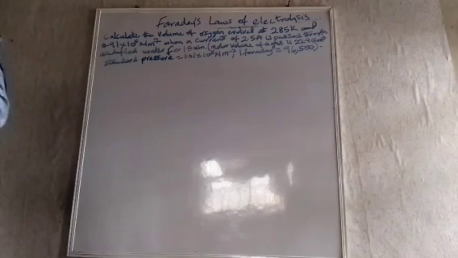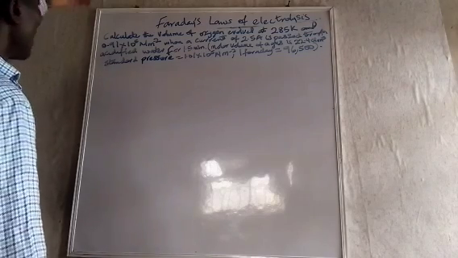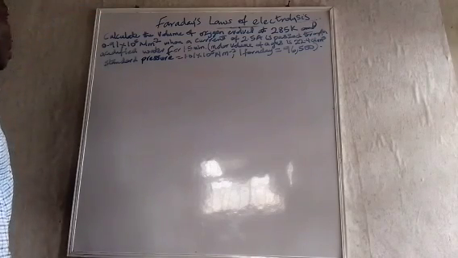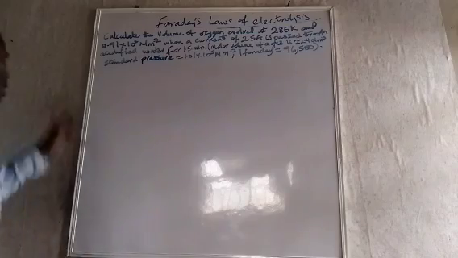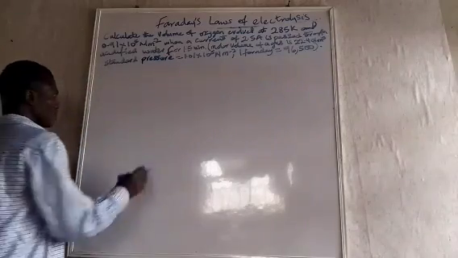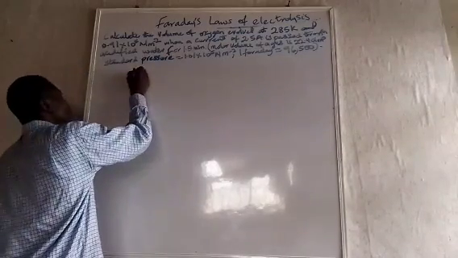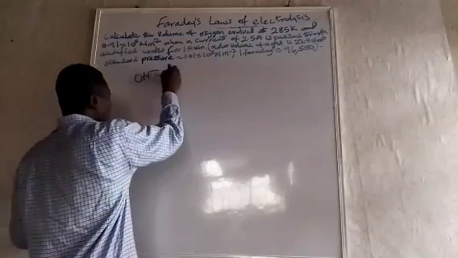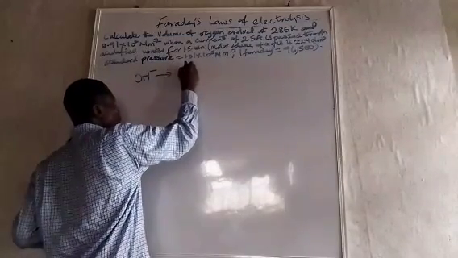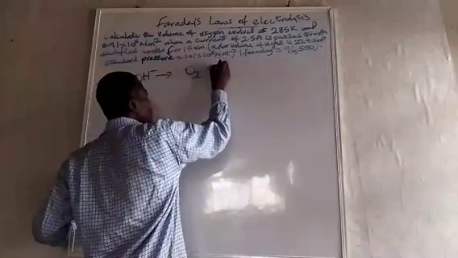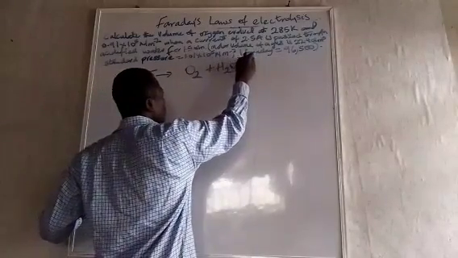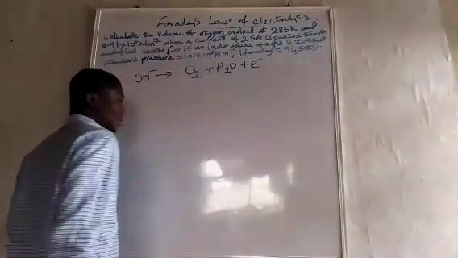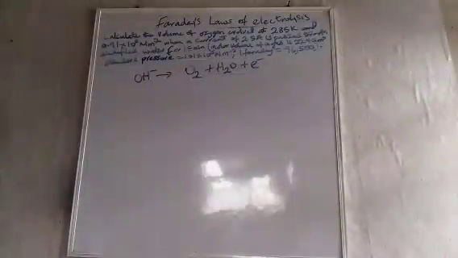Now let's look at what happens at the electrode where oxygen is involved. You know, they say acidified water. So what happens? We have OH minus, and it's going to give us O2, H2O, e minus. That's how the reaction goes.